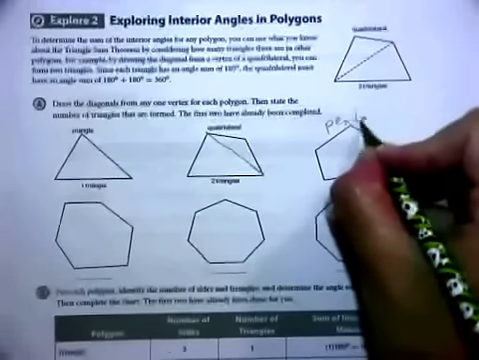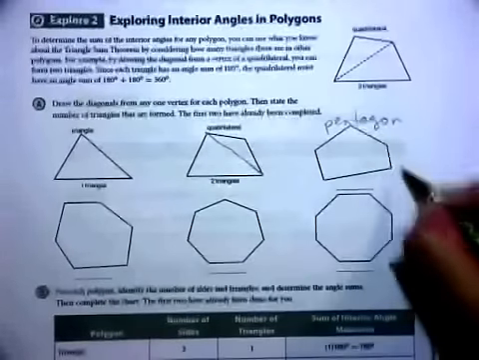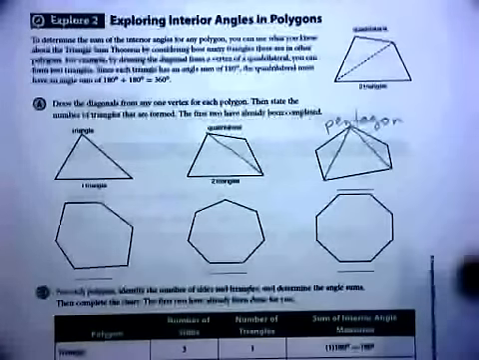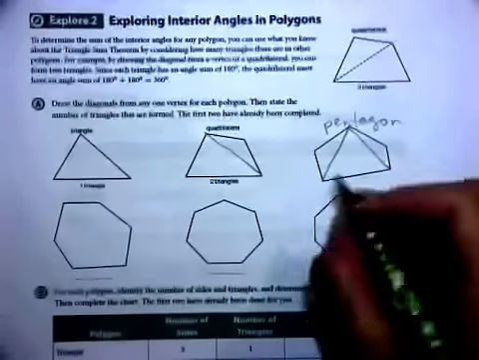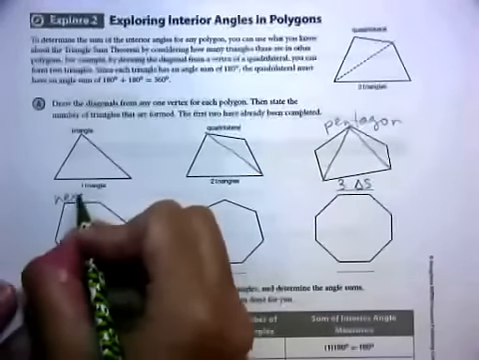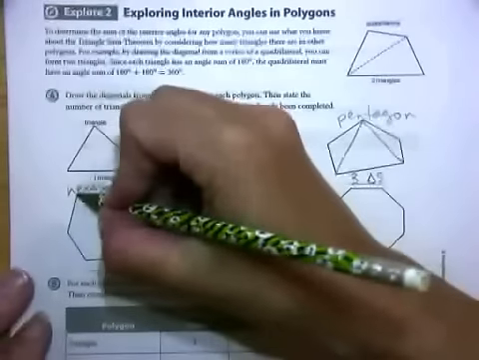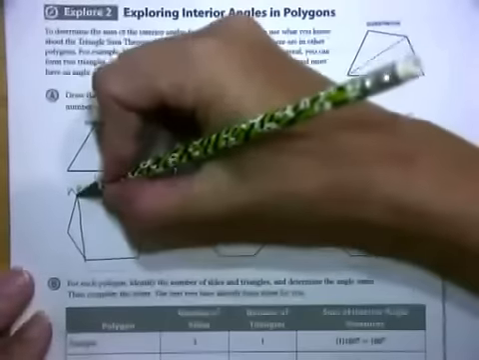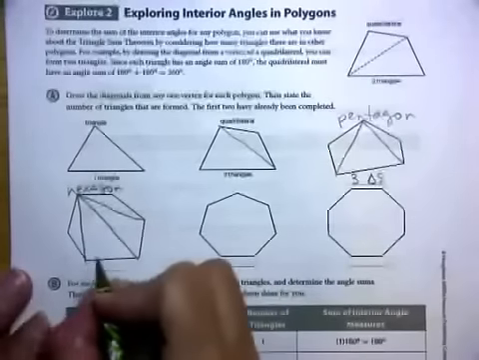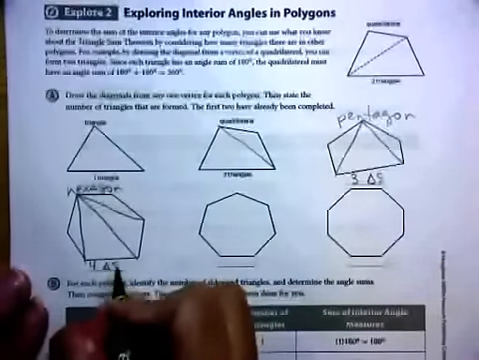This is a pentagon, and if I pick a vertex to start drawing diagonals out of, I can draw one here and one here, and that's all the triangles that I can break this down into. 3 triangles. This is a hexagon. If I pick this vertex, I can draw this triangle, that triangle, and that triangle. So now this has 1, 2, 3, 4 triangles.